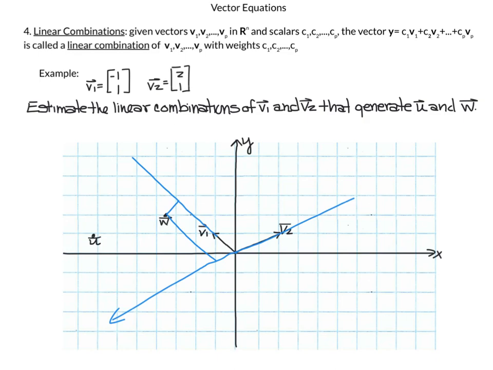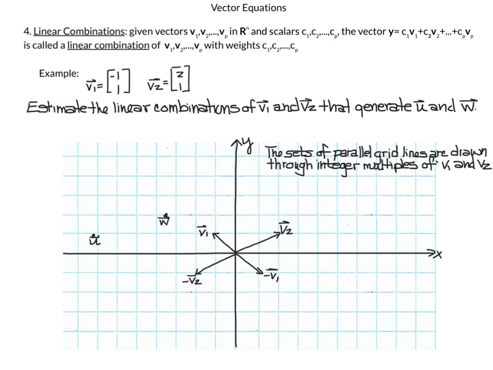But let me look at the lines that the book had given me on this problem. Well, your book had talked about the set of parallel grid lines drawn through the integer multiples of v1 and v2. So let's look at, first I'm just going to scale v2 in the negative direction and v1 in the negative direction. And then I'm going to look at integer multiples. So if this is v2, this is going to be twice v2. This over here is going to be 3 times v2. In the negative direction, I have my negative v2 and my negative 3v2 vector will end over here.